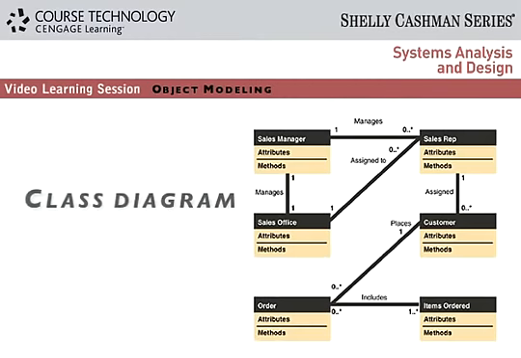The next diagram is called a class diagram. To create a class diagram, you use a concept called cardinality, which shows relationships between objects. In this example, a sales manager can manage one sales office, a customer can place any number of orders, and an order can include any number of items. Here are more examples.